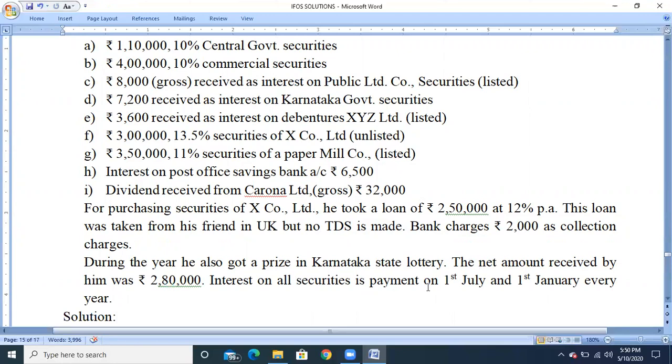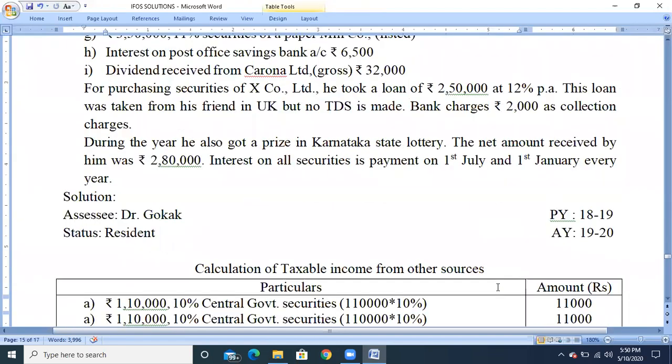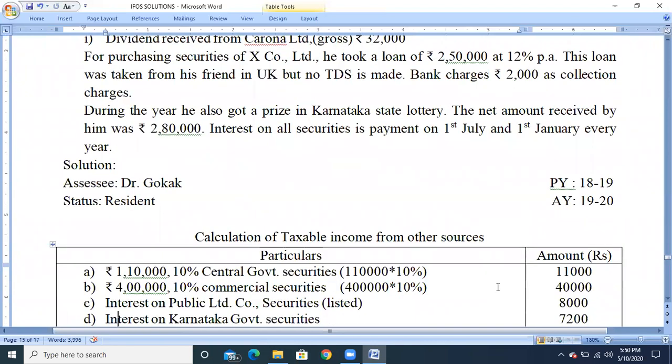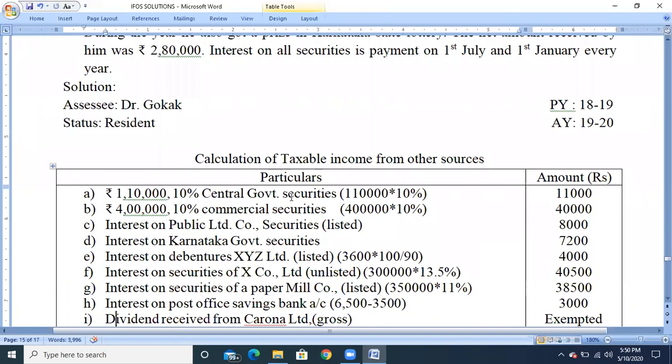Next, interest on all securities is paid on 1st July and 1st January every year. So if they have received the interest amount within the previous year only, it is applicable and will be calculated. So let's see the solution part. Assessee Dr. Gokak, calculation of taxable income from other sources. Central government securities are less tax securities, and we need to directly calculate the interest amount. So 1,10,000 into 10%, interest amount is 11,000. No TDS will be done.